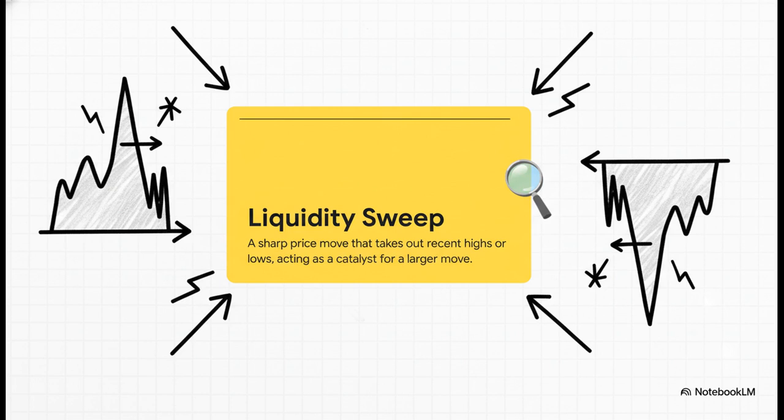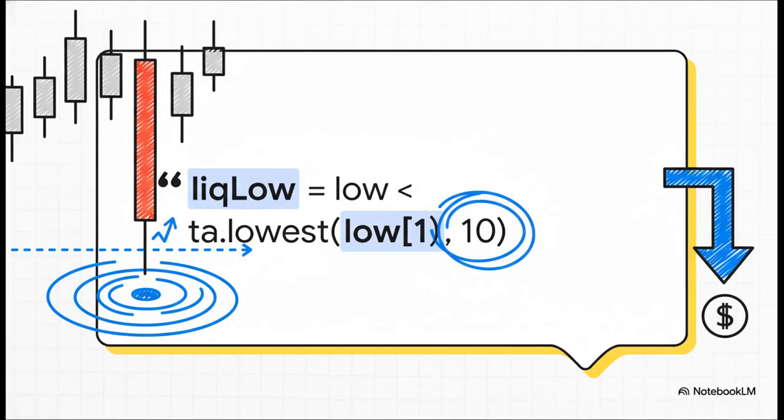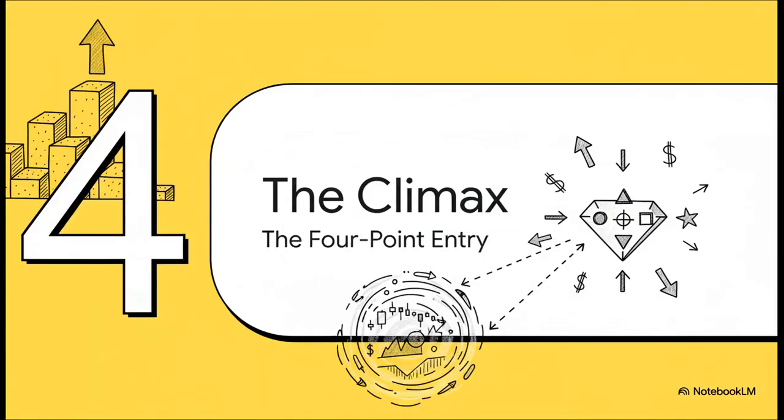Our AI sees this as a huge clue that a bigger move might be coming. So how does it actually know a sweep happened? Well, for the lows, it's just asking a simple question. Did the current candle's low price just dip below the absolute lowest point we've seen in the last 10 candles? If the answer is yes, boom, that's our liquidity event. Checkbox ticked.